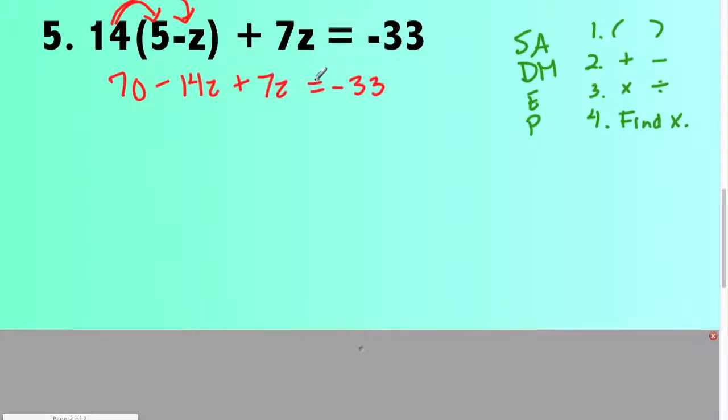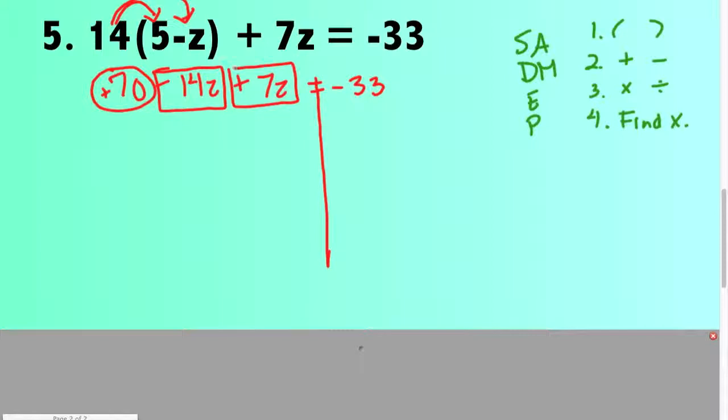So the first thing I'm going to do is draw my wall. And then I'm going to put my boxes and circles around like terms. So this is a positive 70. This is a negative 14z. This is a positive 7z. And this is a negative 33.